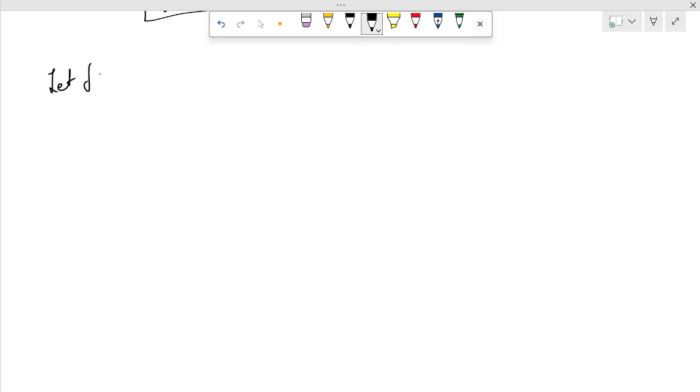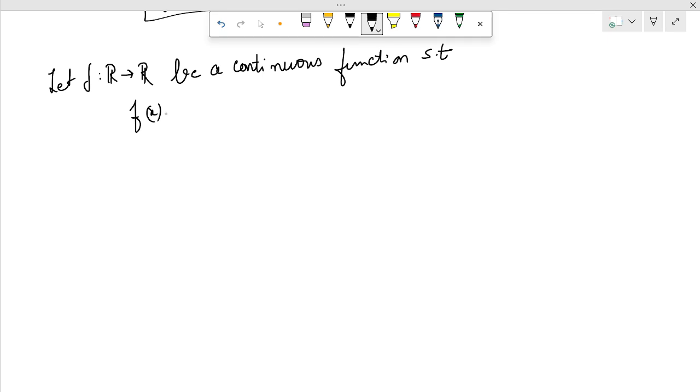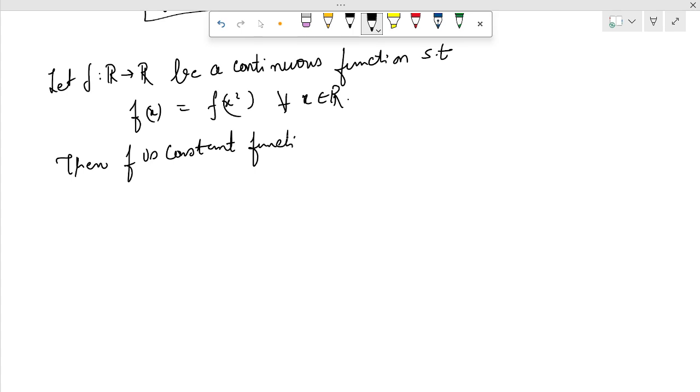So let's say a function f from R to R be a continuous function such that f(x) is equal to f(x²) for all x belonging to R. Then f is a constant function. This is what you have to prove. f is a constant function.